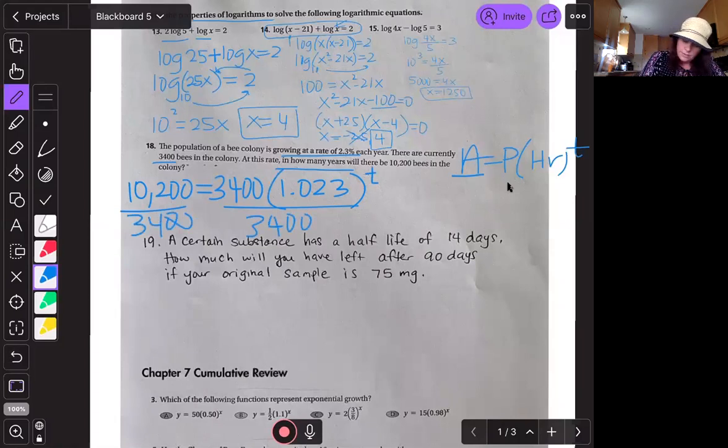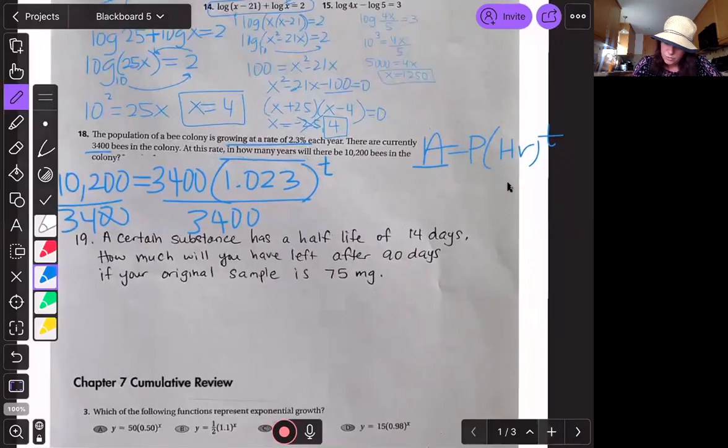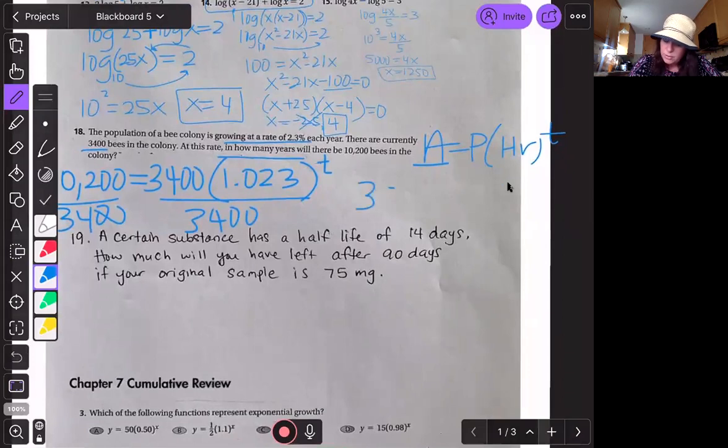I think solving it graphically is really hard for a lot of people because they have to change their window and it just gets a little tricky. But unless you're good, I know some of you are really good at the calculator stuff, so you could do it that way. Okay, so I divided that and got exactly 3, and now I have 3 equals 1.023 to the t. And so this is an exponential equation.